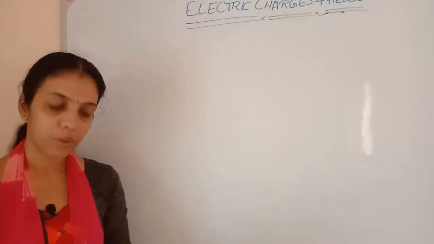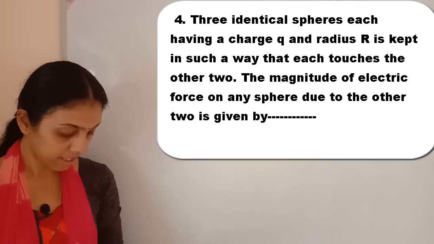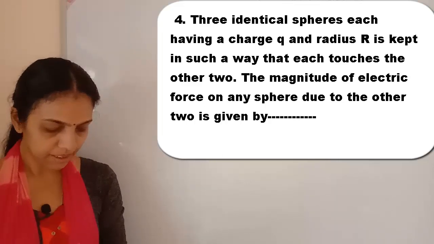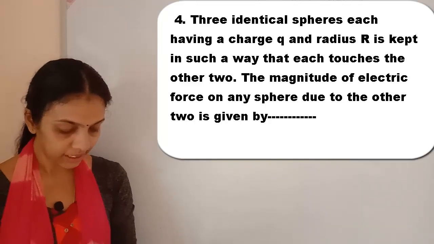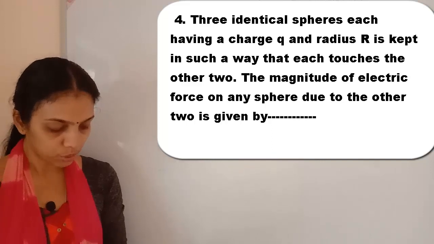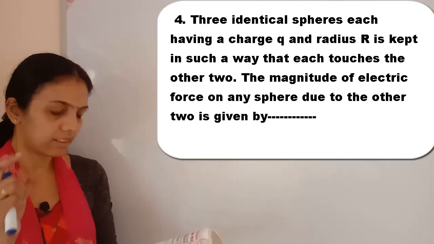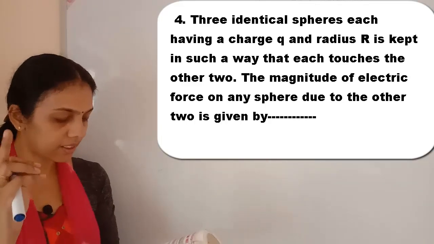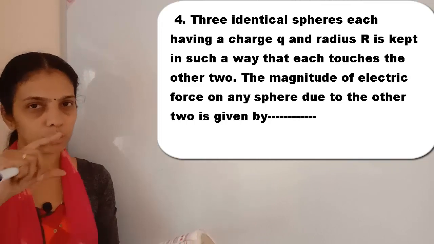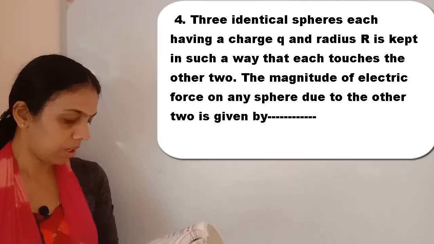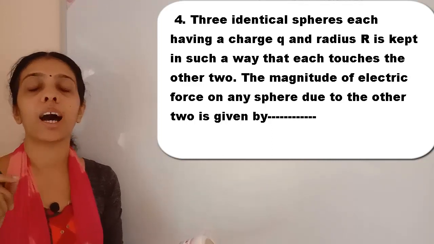Clear? So next one is: 3 identical spheres, each having a charge q and radius capital R, are kept in such a way that each touches the other two. The magnitude of electric force on any sphere due to the other two is given as? So three spheres having charges q and radius R are arranged in such a way that they are touching each other. So one will be touching the other two. We should find out the magnitude of electric force on any sphere due to the other two.